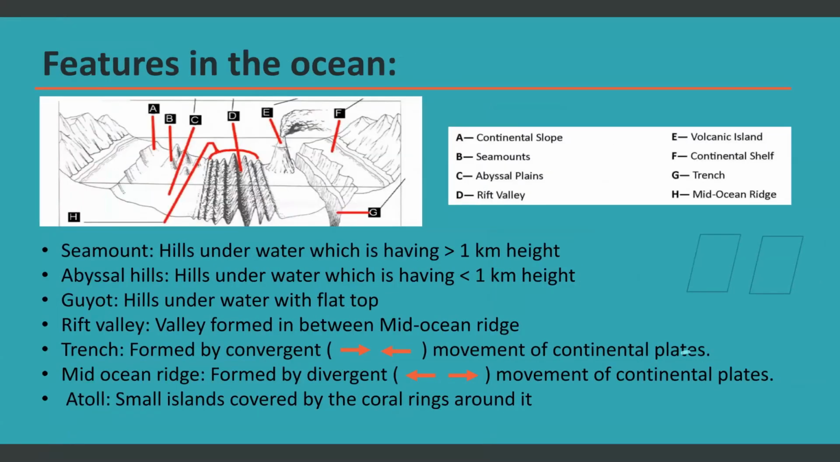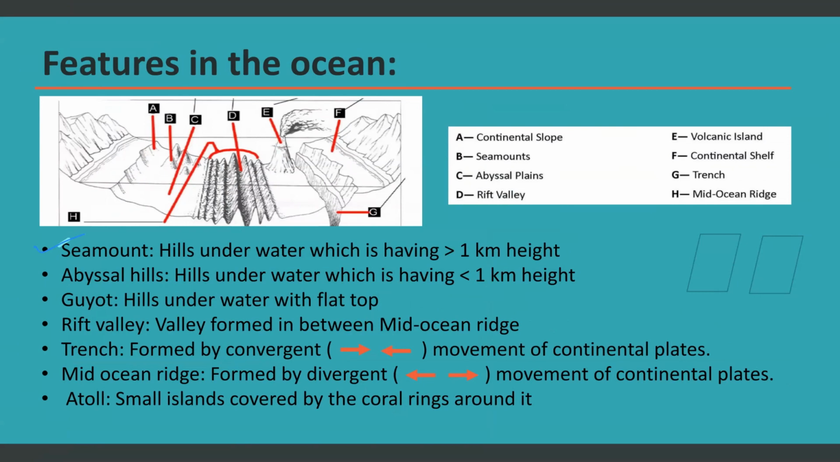Now, coming to some special features that you can find in the ocean. One by one, we'll discuss these features. The very first feature that you can find in the ocean is the seamount. Now, what is the seamount? Basically, as you can see in the name, it is a mount in the sea. So that can be a seamount.